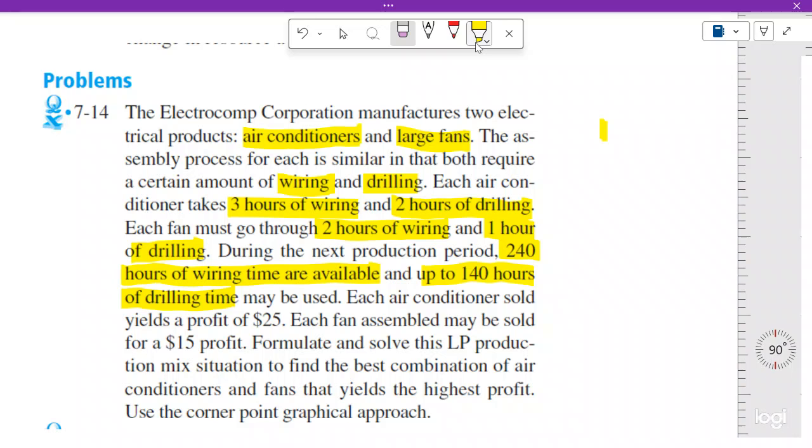Each air conditioner sold yields a profit of 25 rand. Each fan assembled may be sold for 15 rand. So this one's for the air conditioner, and then for the fan. Formulate and solve this LP production mix situation to find the best combination of air conditioners and fans that yield the highest profit.